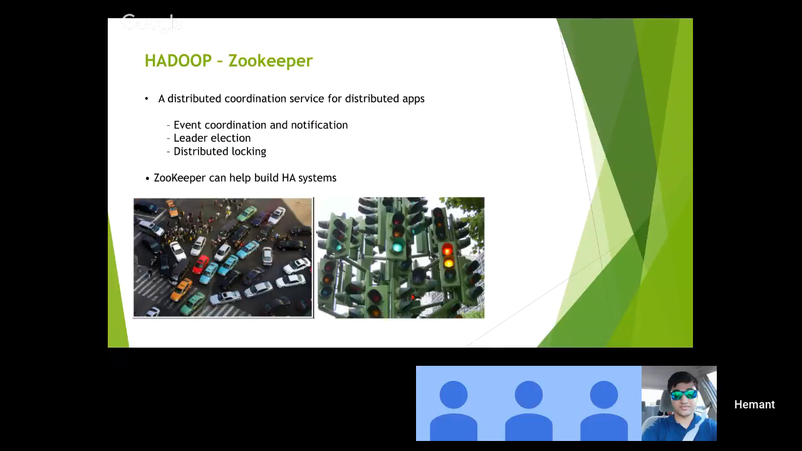Then Hadoop has another important component, which is called Zookeeper. It is a distributed coordination service for distributed applications. Basically, for high availability, it manages the coordination and notification among the different nodes which have been created for the work. It does leader election, in the sense that if the master dies, it decides who will become the next master, and it provides distributed locking in case data consistency is required. So basically this is used for high availability systems.